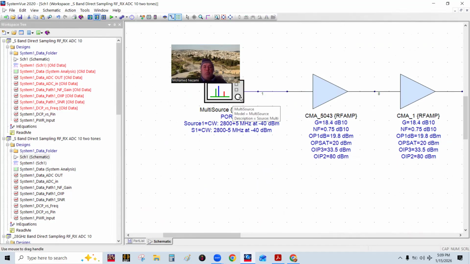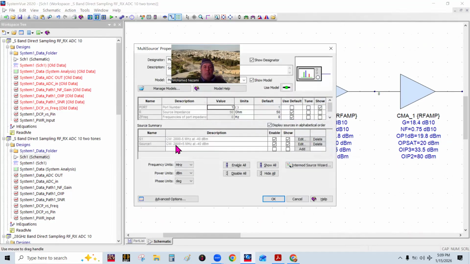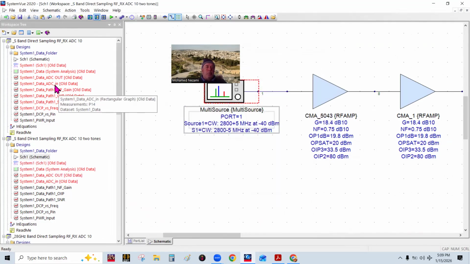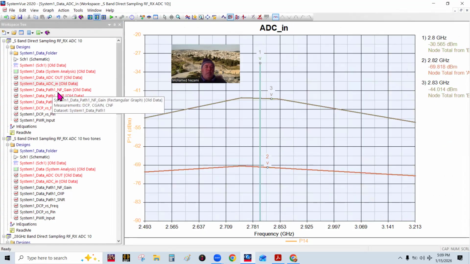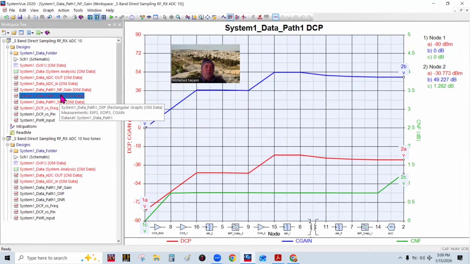Now, for the same system, what I'm going to do to check the nonlinearities is put two tones on the input. One is at 2800 megahertz minus 5 and one at 2800 plus 5, at minus 42. And the reason I put them at minus 42, I don't want to use very small signals, because you can go back and look at the ADC at the complete receiver.